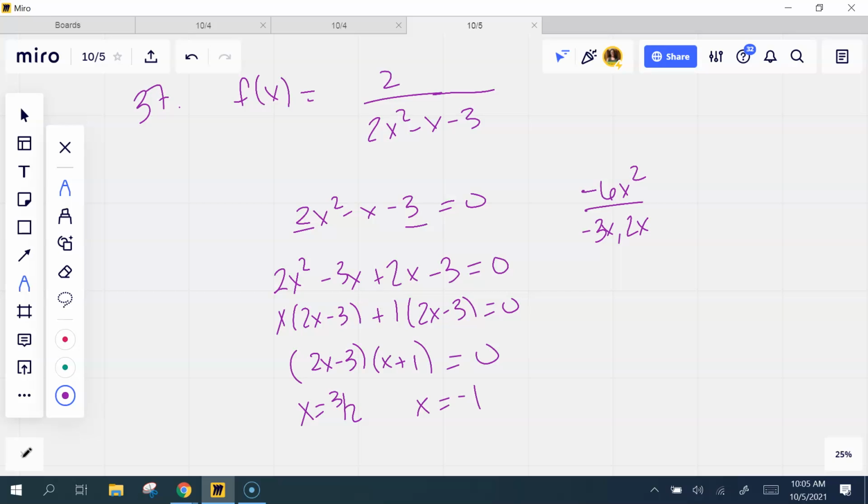Why? There's no canceling factor there. That's exactly right. So both of these are vertical asymptotes. So horizontal has to do with top heavy, bottom heavy, or same. Vertical asymptotes are when the denominator equals 0.